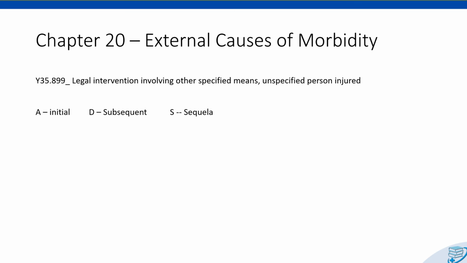And then in our external causes, we just had this one addition, which was our Y35.899, which is the legal intervention involving other specified means, unspecified person injured. So a pretty unspecified code.